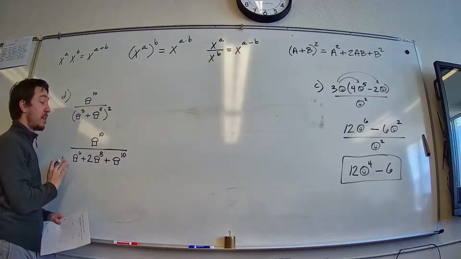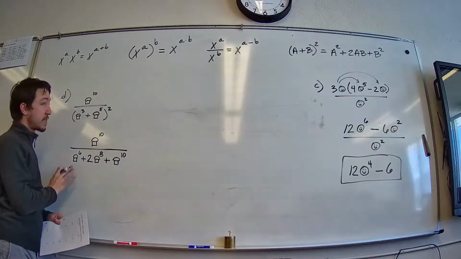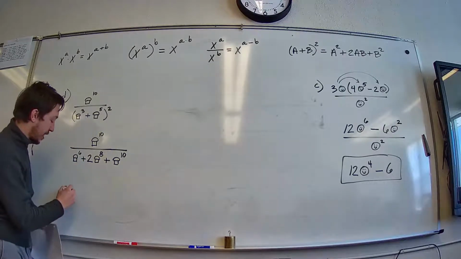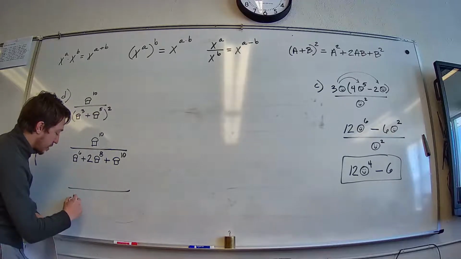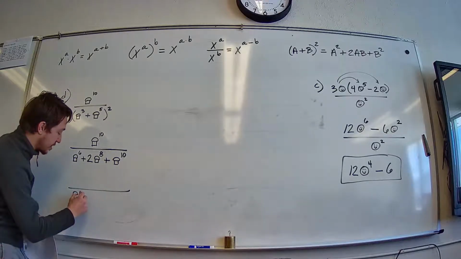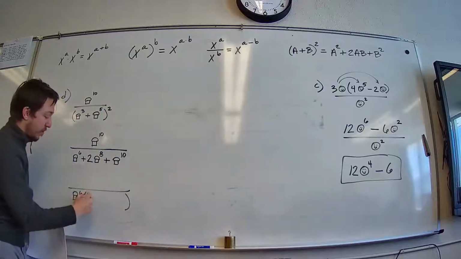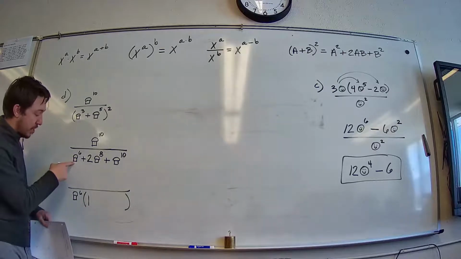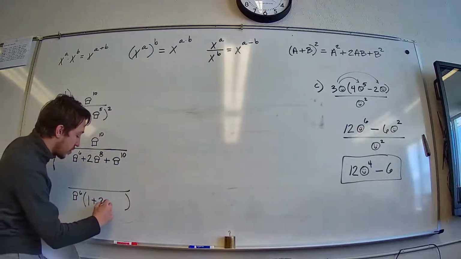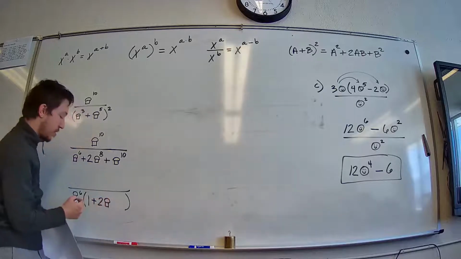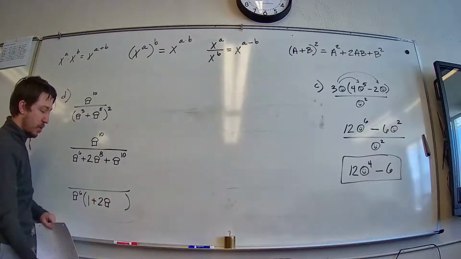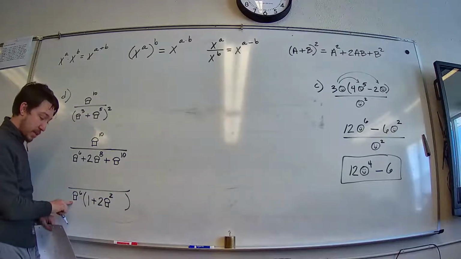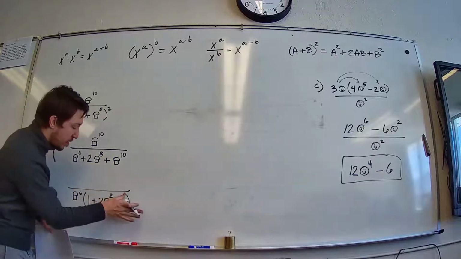c to the 6th, right? Because this thing is this thing. Okay, so let's see how it looks. You've got c to the 6th, and I factor it out. What's left over? 1, right? c to the 6th times 1 gives me c to the 6th. And here, 2. What exponent goes here? 2, right? Because c to the 6th times c to the 2 makes c to the 8th.